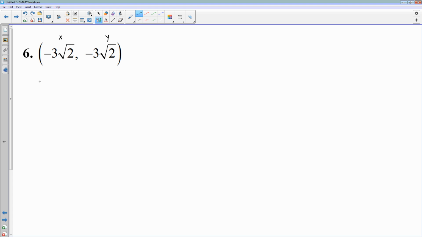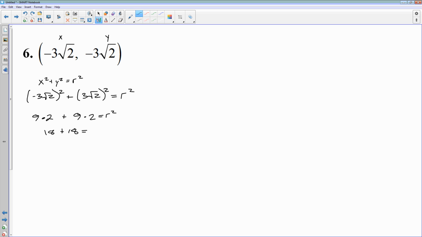And I'm going to start with x squared plus y squared equals r squared. And this one's going to be a little bit hairy. We have negative 3 root 2 as my x, squared, plus my y, 3 root 2, squared, equals r squared. When you square something like this, negative 3 squared is 9, the square root of 2 squared is 2, plus 3 squared is 9, the square root of 2 squared is 2, equals r squared. That's 18 plus 18, which is 36.